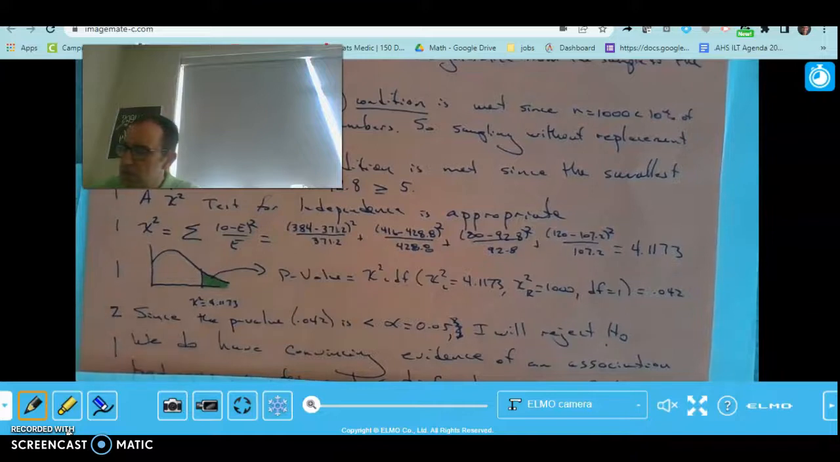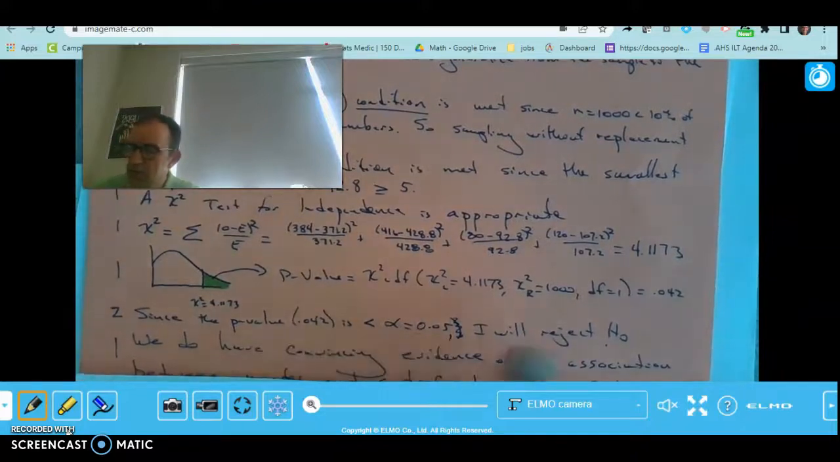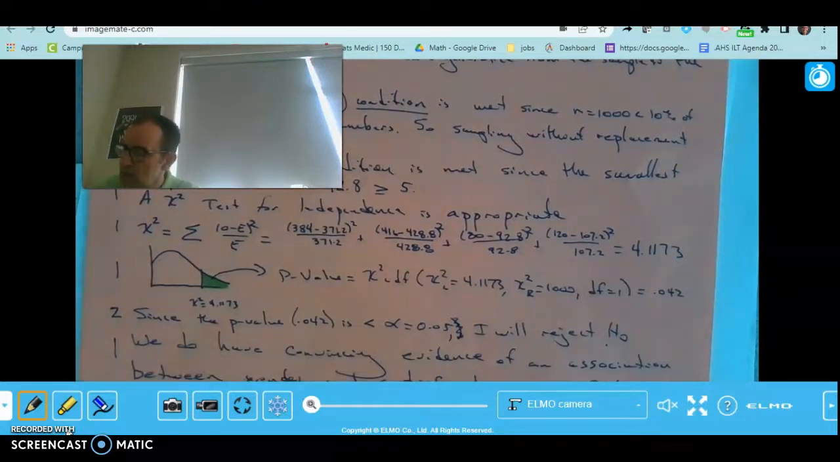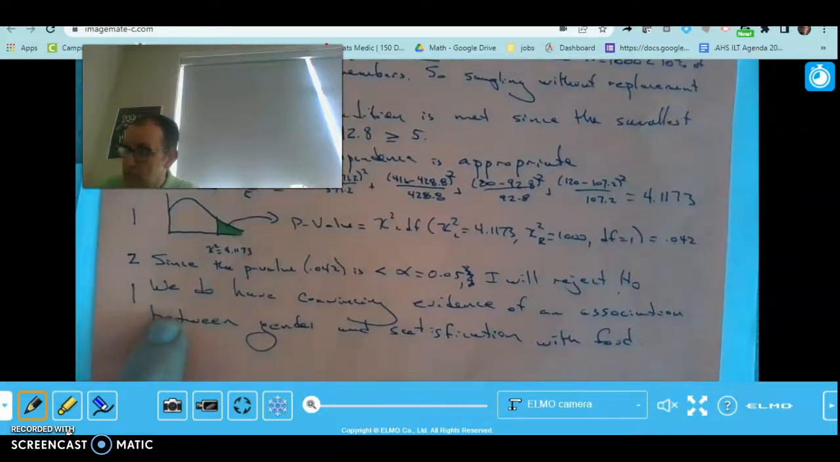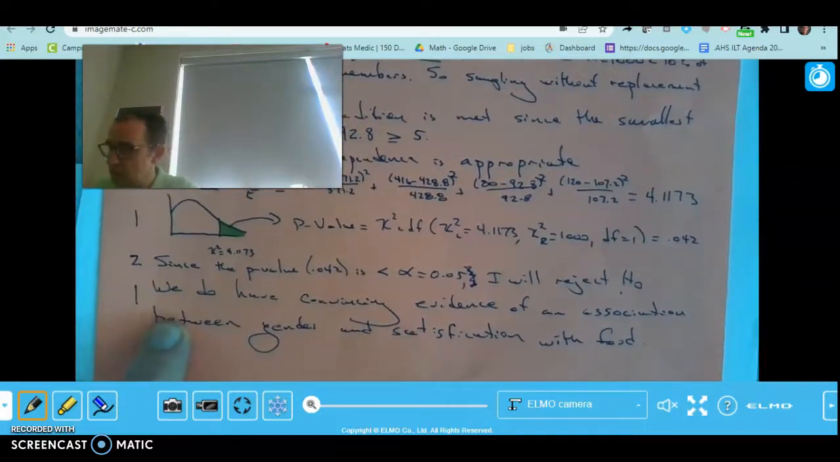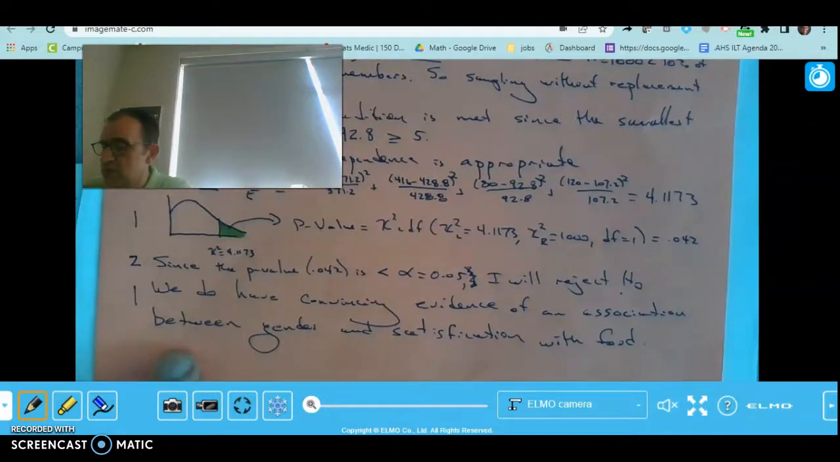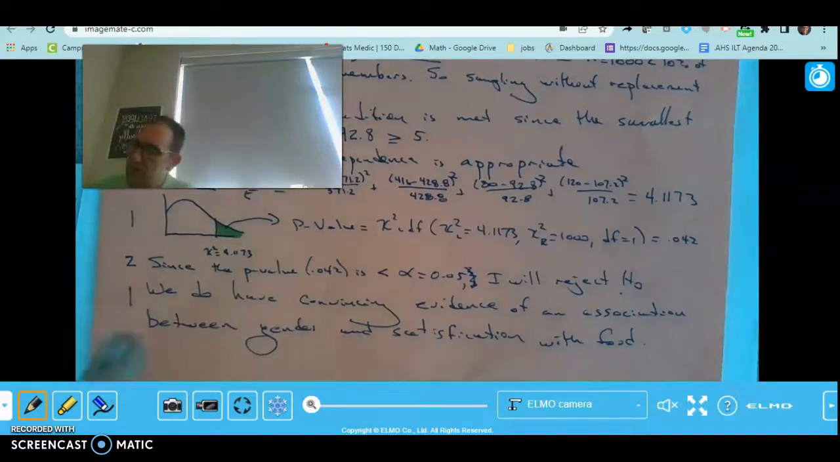HANTOMS, we're going to make a decision here. Since the p-value is less than alpha, we're going to reject the null. And then finally, with HANTOMS, we're going to state in terms of the alternative hypothesis what we learned. So we do have convincing evidence that there is an association between gender and satisfaction with food because of the fact that we rejected the null hypothesis, that there was no association. Hope that helps with question number 9.